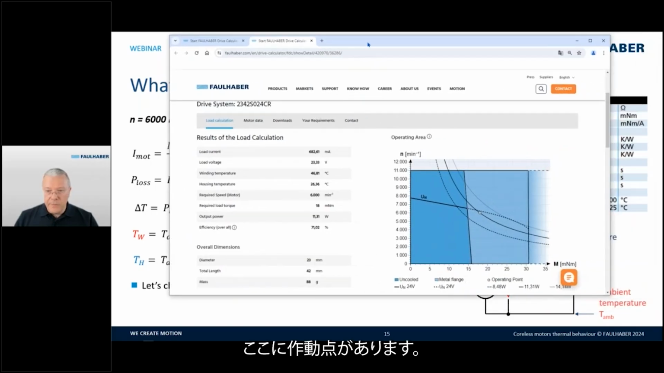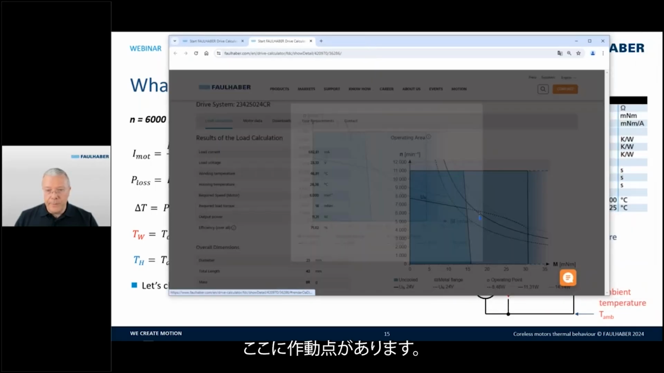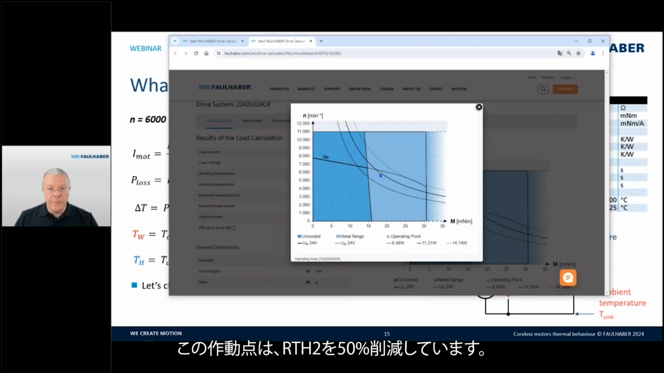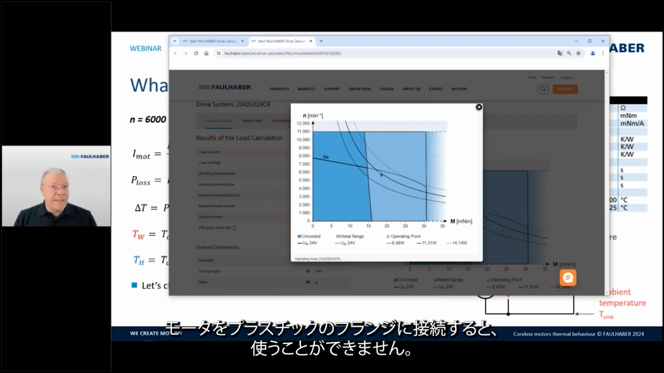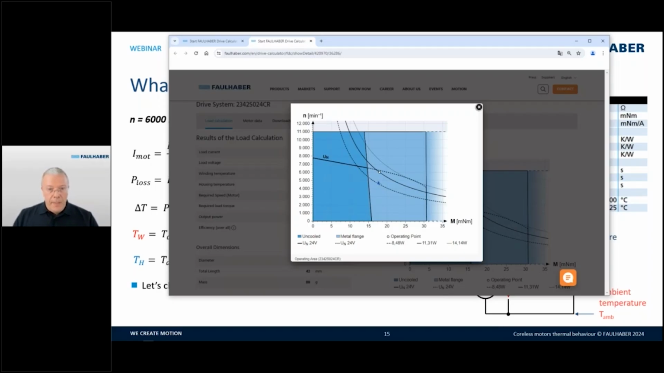What can we see? You see here the working point. This working point here is with a 50% reduction of the RTH2. This means that we are connecting the motor with a metallic flange. If we connect the motor to a plastic flange, it will not be possible to use it.